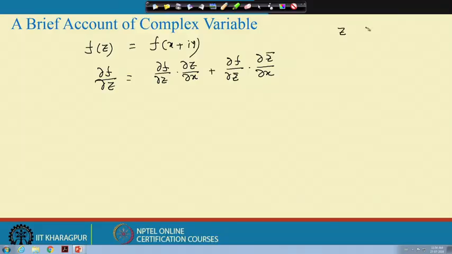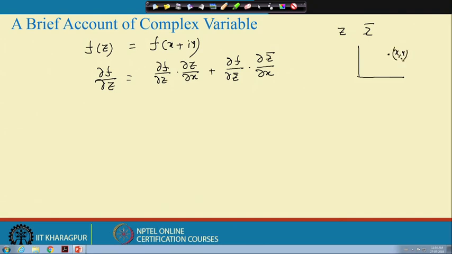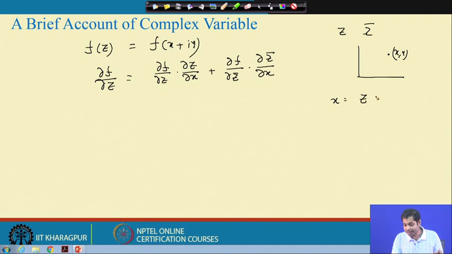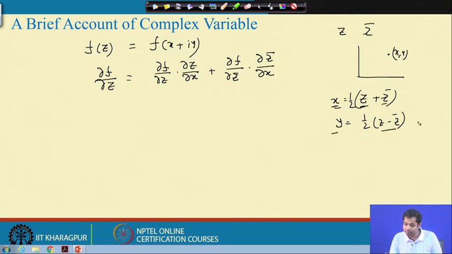And therefore, if we take any point, say x and y, if we know z and z bar, then the x coordinate can be represented as half of z plus z bar, and similarly y can be represented as half of z minus z bar. So, essentially we are just transforming the basis. Instead of x and y, we are treating z and z bar as our basis. And that is the reason we took z and z bar separately.